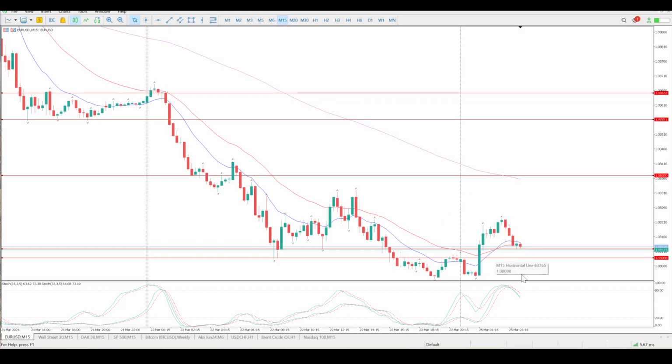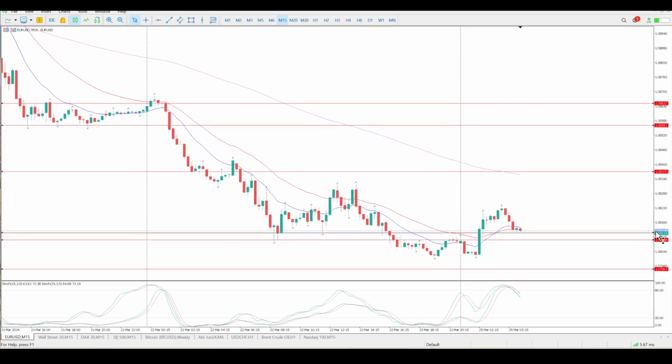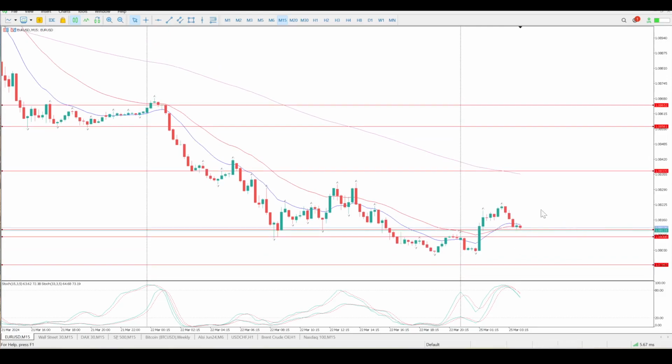I'll pay very close attention. I wouldn't be wanting to take any trades here. Not a long or not a short, nothing. Just sit and wait and see what happens higher up. If you reject that, then you're looking for another leg down. That's kind of my view at the moment.